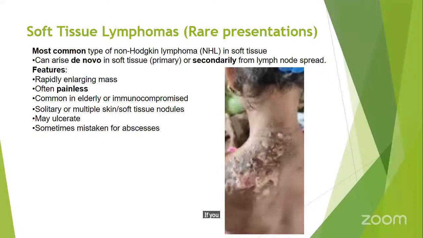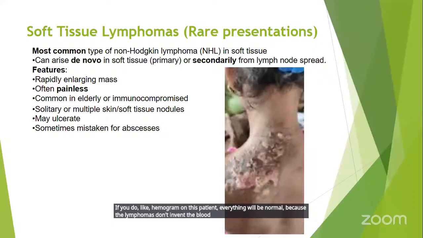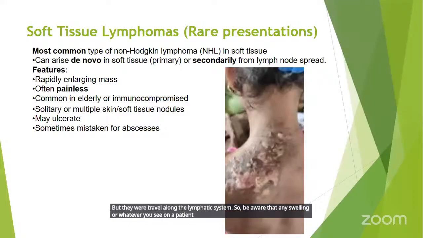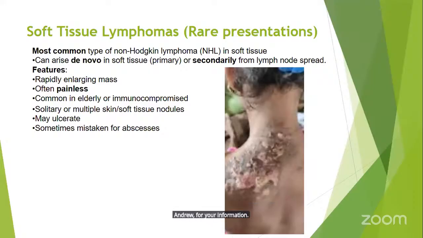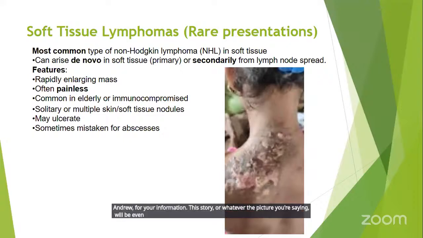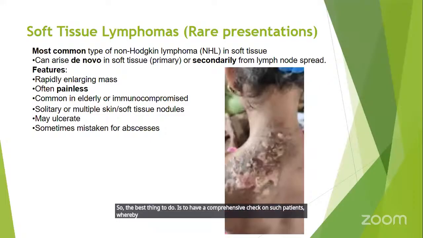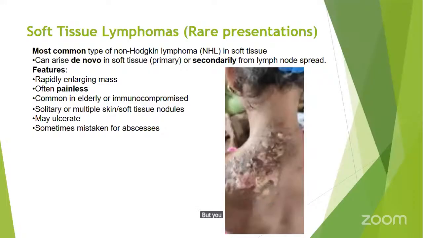If you do a hemogram on this patient, everything will be normal because lymphomas don't invade the blood system, but they travel along the lymphatic system. So be aware that any swelling or whatever you see on a patient has a story to be told. This story or whatever picture you are seeing could even be associated with skin diseases like fungi, leprosy, and others. So the best thing to do is to have a comprehensive check on such patients, whereby you are not limited to only skin scraping, but you can also think about skin biopsies, skin snips, and other tests for reference.